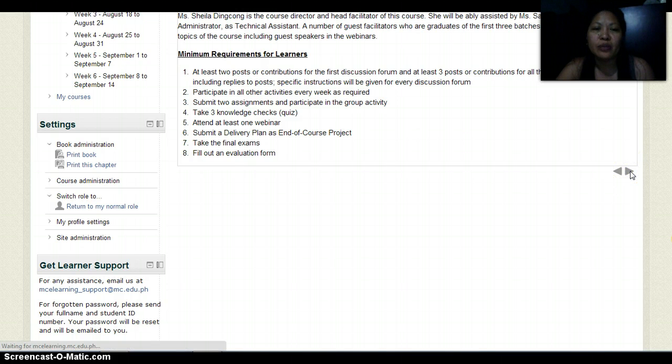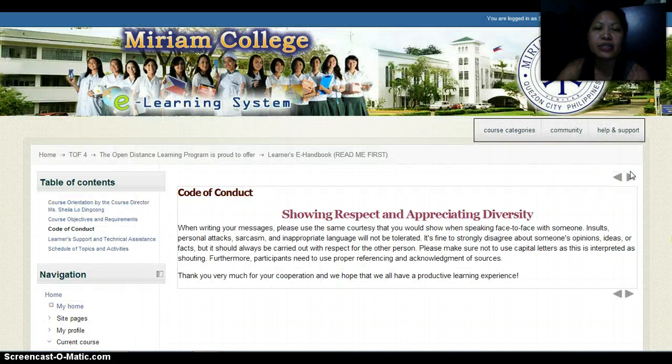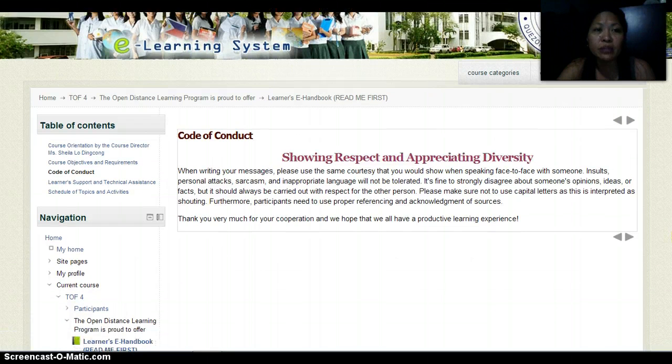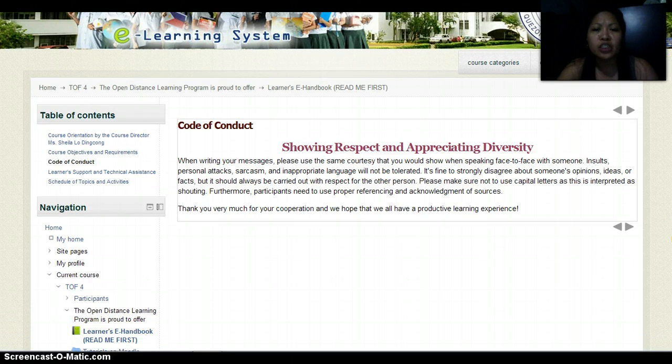Okay, the following page, next page of your e-handbook is the code of conduct. Again, I'd like to stress the importance of subscribing to our code of conduct in showing respect and diversity to our course mates or co-learners. When writing your messages, please use the same courtesy that you would show when speaking face-to-face with someone. Insults, personal attacks, sarcasms, and inappropriate language will not be tolerated.